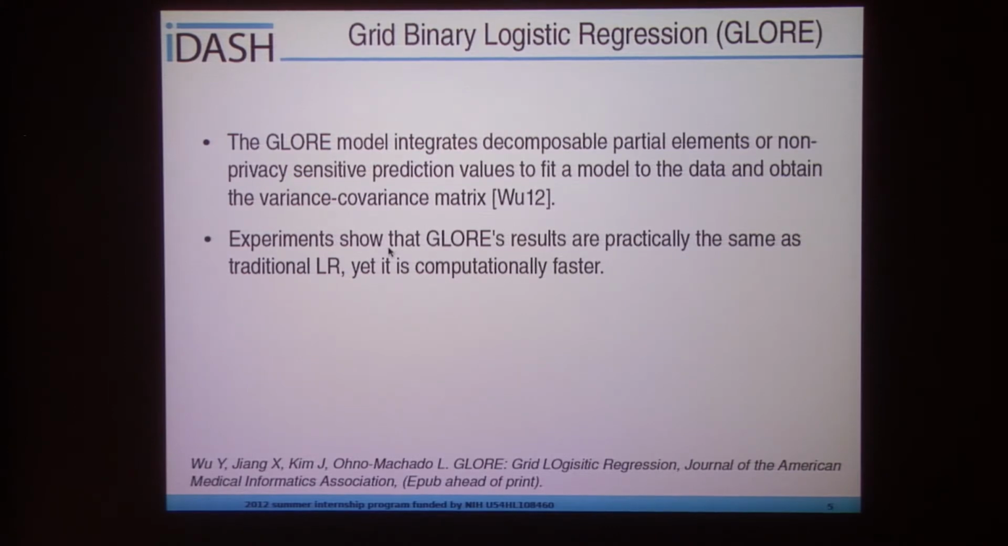And the answer to that is yes, it can, using the grid binary logistic regression, or GLOR. The GLOR model integrates decomposable partial elements or non-privacy sensitive prediction values to fit a model to the data and obtain the variance-covariance matrix. Experiments show that GLOR's results are practically the same as traditional logistic regression, yet it is computationally faster. So let's see how this works.